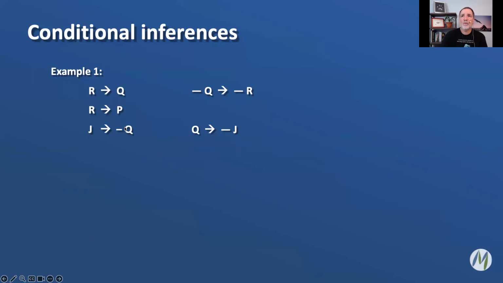And if we do either one of those, then we can combine. We can say if R, then not Q, and if Q, then not J. And we get if R, then not J. Or if J, then not Q, and if not Q, then not R.